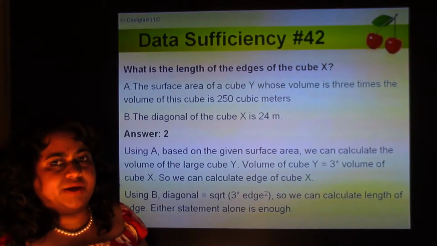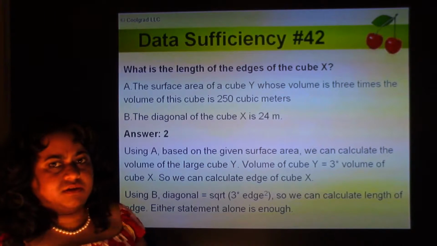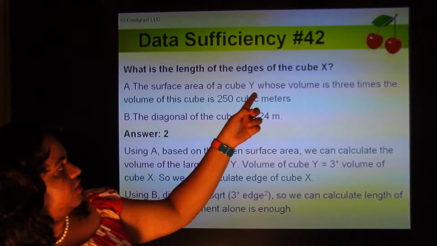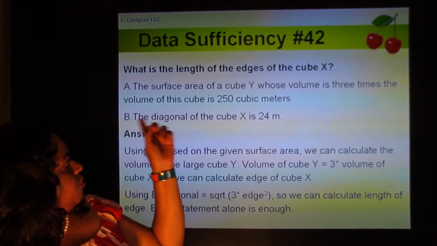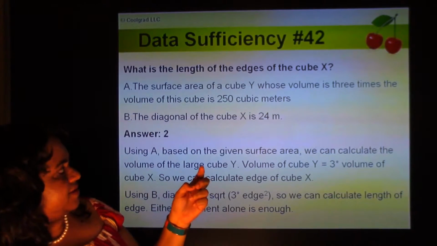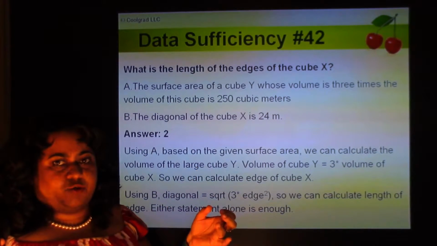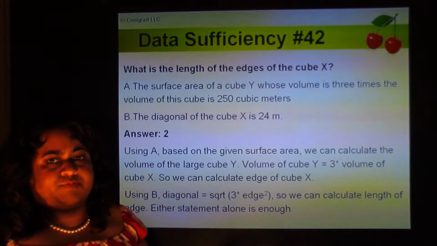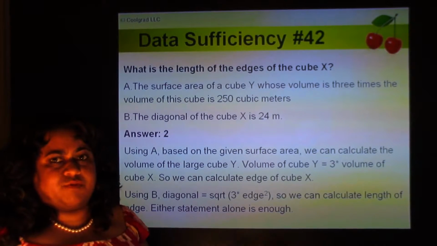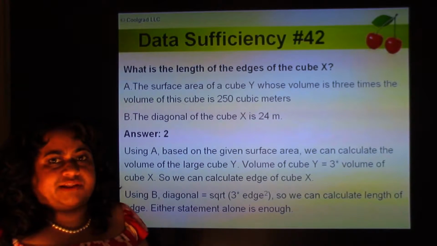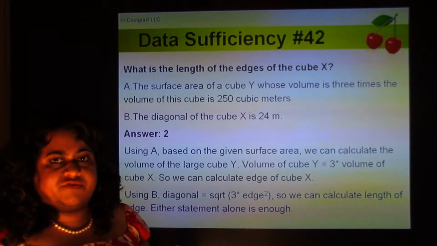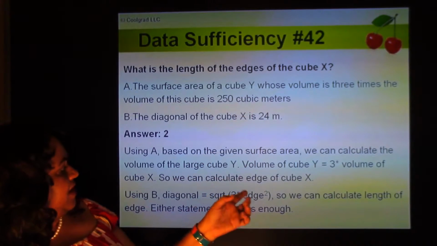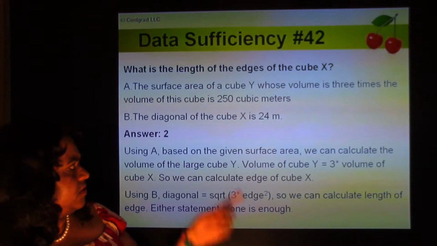From that we solve for y, which is the length of the edge of the bigger cube Y. We know that the volume of this cube is 3 times the volume of the smaller cube X. So we know the edge of the bigger cube Y, and from that you calculate the volume, and that is 3 times the volume of the smaller cube. So from that we know the volume of the smaller cube, and from that you take the cube root, we know the length of the edge of the smaller cube, right? So using statement A alone, we can calculate the edge of the cube X.